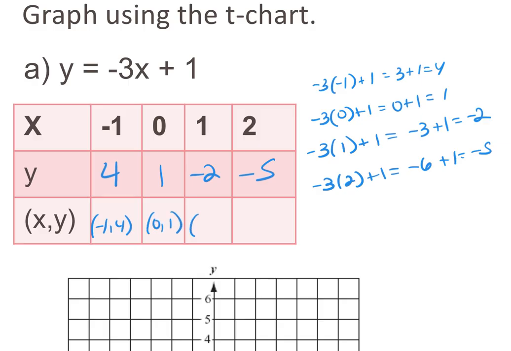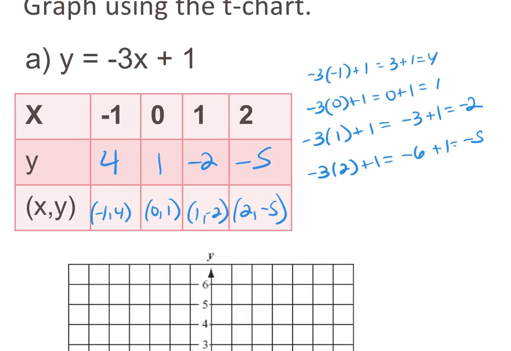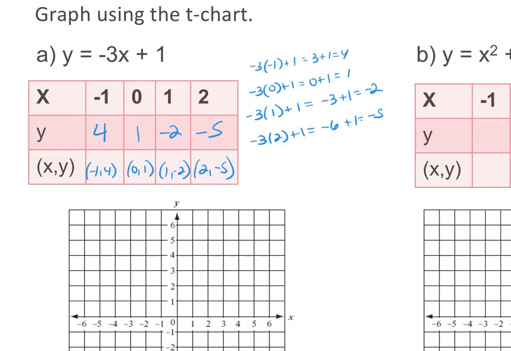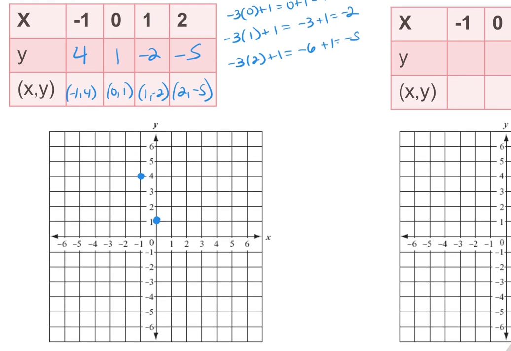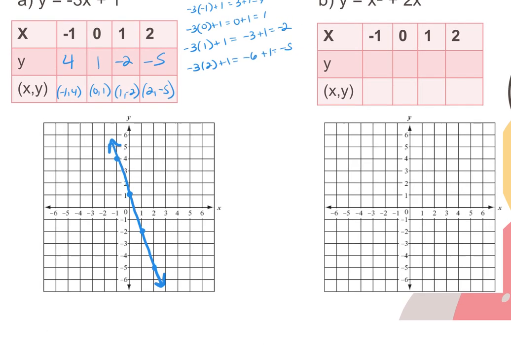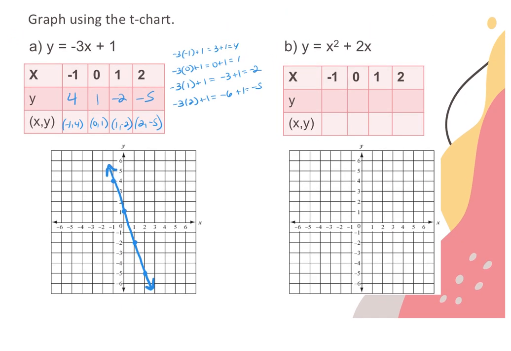That bottom row is just saying, give me the coordinate point that these two form together. Then we plot those points, negative 1, 4, 0, 1, 1, negative 2, 2, negative 5, and we connect them. And we know this to be a line, so we can put the arrows on them if we didn't know. They don't need to be there.